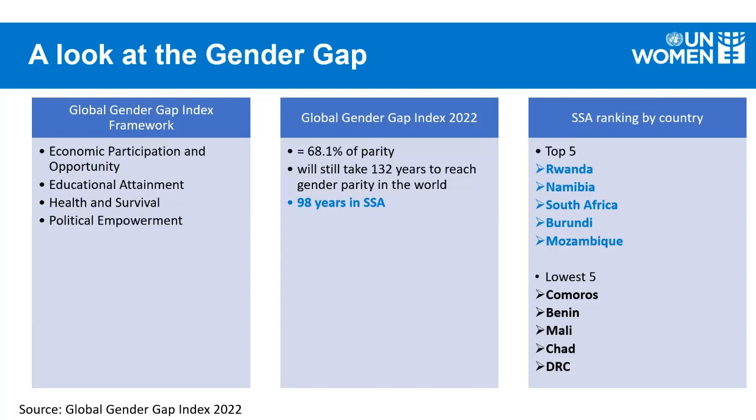When you talk about sub-Saharan Africa, it will take around 98 years to close the gender gap. But there are disparities within the region. We have countries that have a better score, which are Rwanda, Namibia, South Africa, Burundi, and Mozambique. And then we have countries that are performing quite low, like Comoros, Benin, Mali, Chad, and DRC.